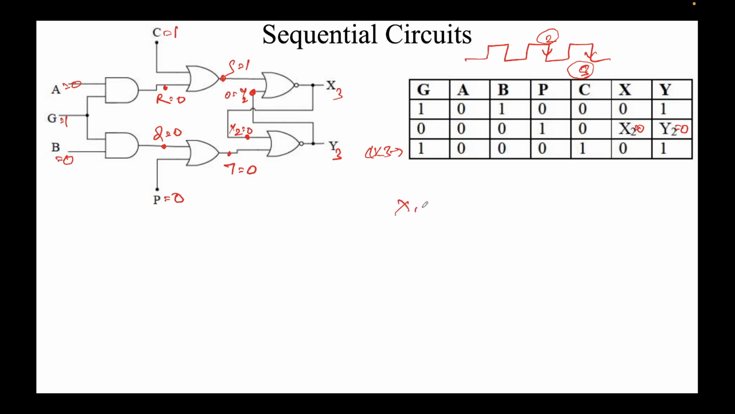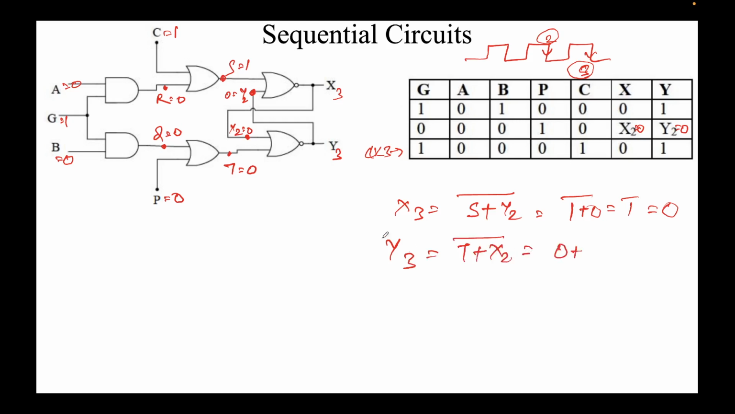So now I can write X3. X3 would be S NOR Y2, so we denote it like this. So the value of S is 1 plus 0 whole bar, that's 1 bar, that should be 0. X3 should come out to be 0. Similarly, Y3 would be T XOR X2. So the value of T is 0, we obtained it here. And the value of X2, that's also 0. So 0 XOR 0 is 0 bar, and that's 1. So we obtained X3 should be 0 and Y3 should be 1, which is the case here. So this again demonstrates the values of X2 and Y2 that we determined, 0 and 0, were indeed correct.